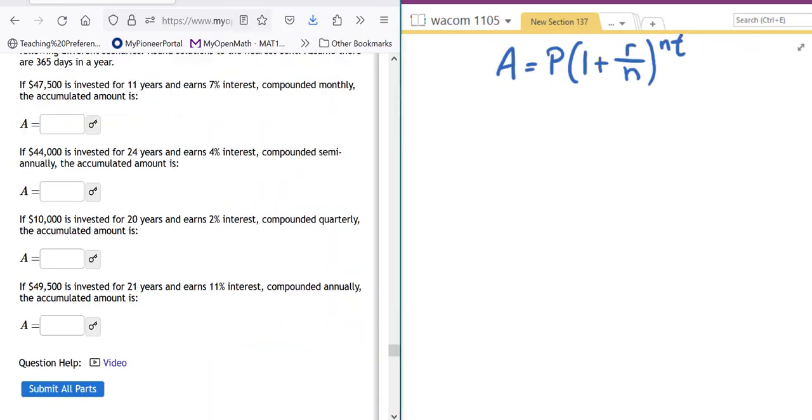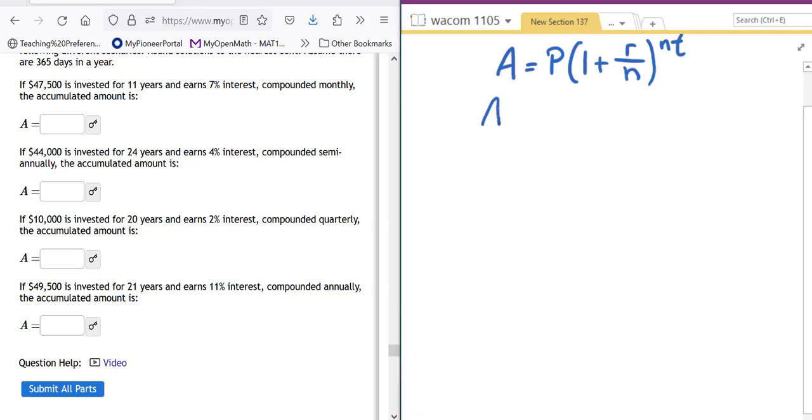All right, so third part on this problem. This time we have $10,000 to invest. That's our P. 20 years, that's our T. 2%, so a lower interest rate, and compounded quarterly. That's 4 times a year, so our N is going to be 4. So we're just going to plug in.